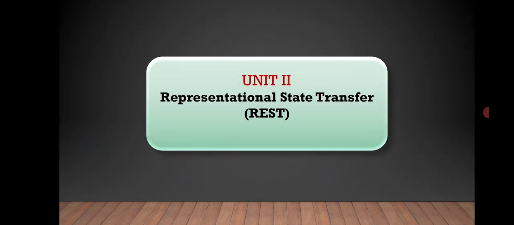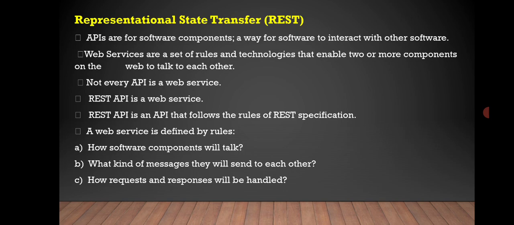We are going to see about representational state transfer, which we shortly call REST. APIs are, for software components, a way for software to interact with other software. Web services are a set of rules and technologies that enable two or more components on the web to talk to each other. Not every API is a web service. The REST API is a web service. It is an API that follows the rules of the REST specification.